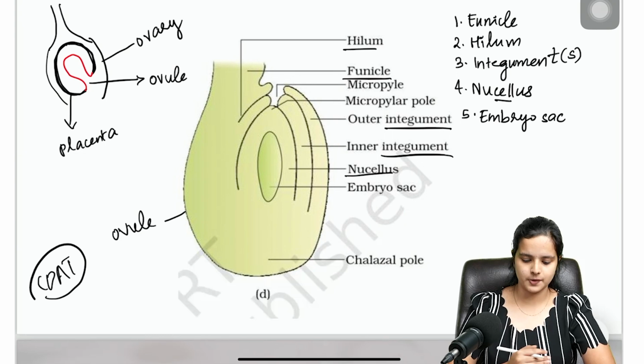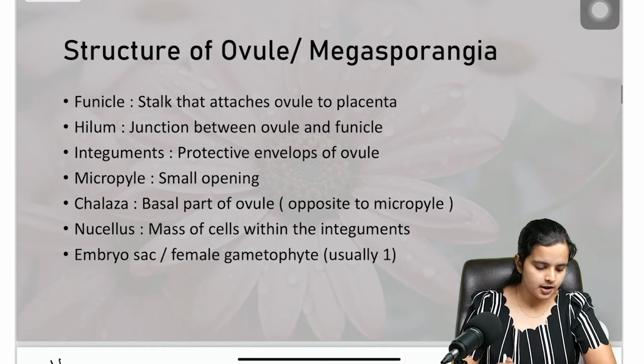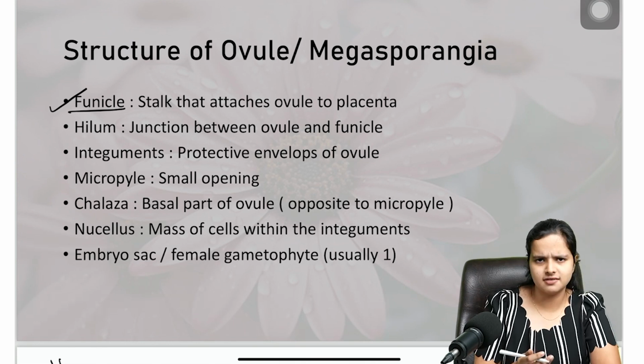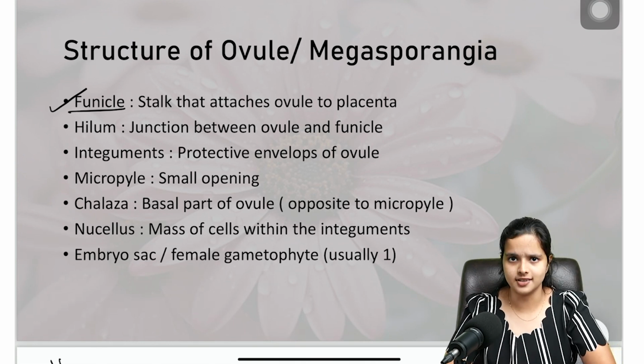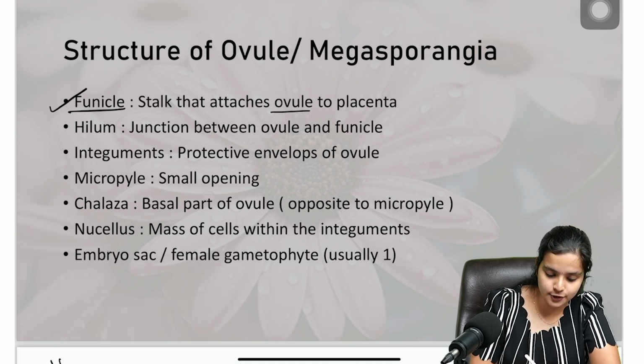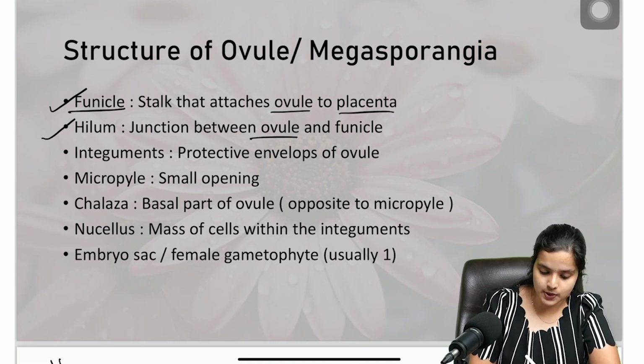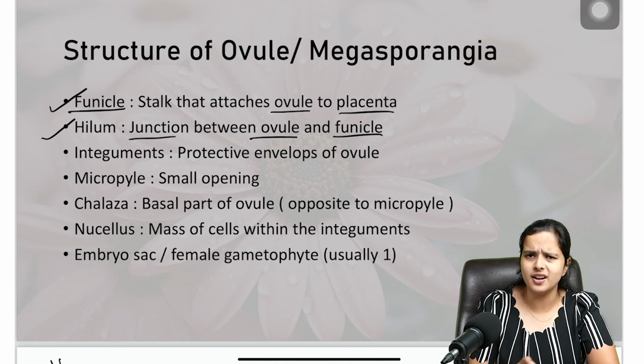Funicle was the stalk, okay? Let's go back to the statements that you had in the slide before. What is a funicle? As with all these terms, we've already discussed them, and we're just revising right now. Funicle is the stalk that attaches the ovule to the placenta. What is hilum? Hilum is the junction between the ovule and the funicle. It's just a point, just a junction.